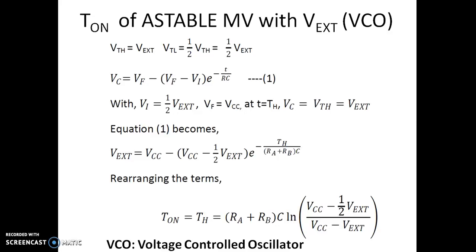We can also get a VCO out of this by applying an external voltage to that VTH. So this is the expression for T on. We'll see in the next video in detail how this works.